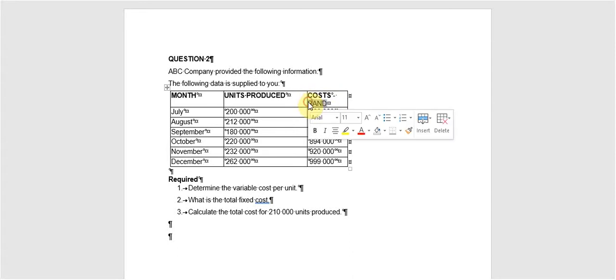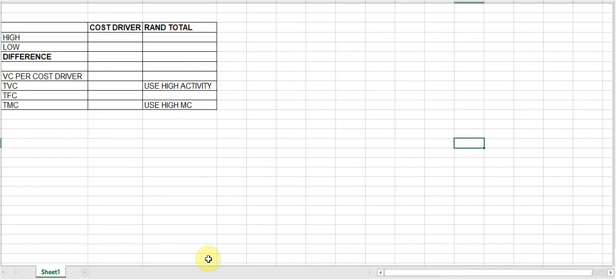Now they tell you to calculate the variable cost per unit. They want to know what the total fixed cost is, and they also ask you to calculate the total cost for 210,000 units produced.